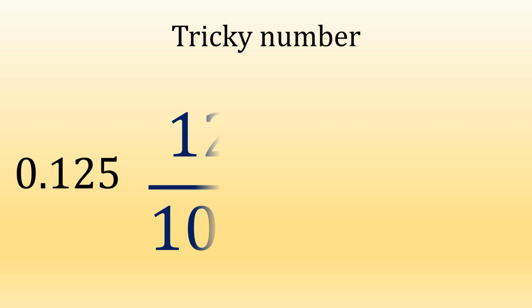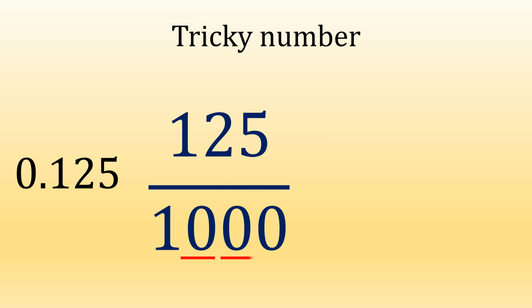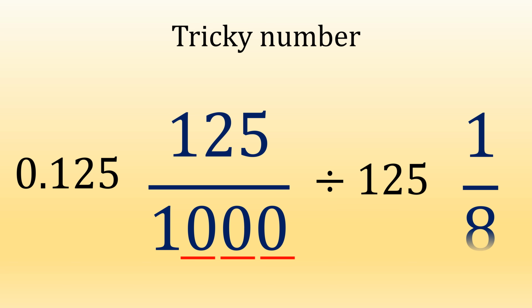So let's look at a slightly more tricky number, 0.125, 3 digits after the decimal, so we're going to write the number over 1000. Then we're going to simplify. Pretty sure that 125 goes into the top and the bottom, once at the top, 8 times at the bottom, so 0.125 is the same as 1/8.